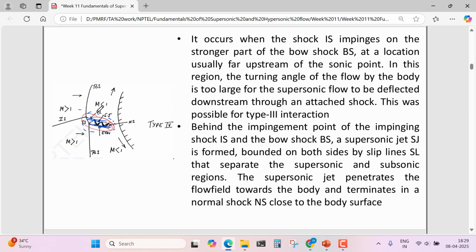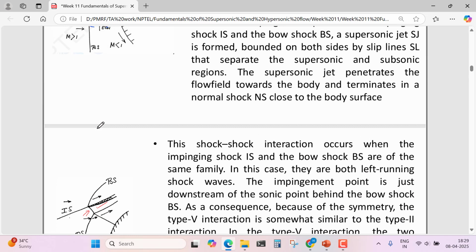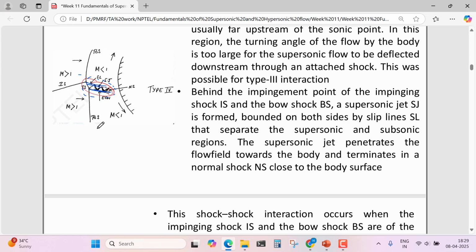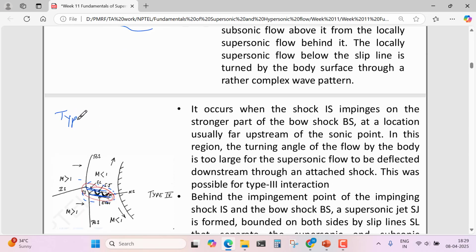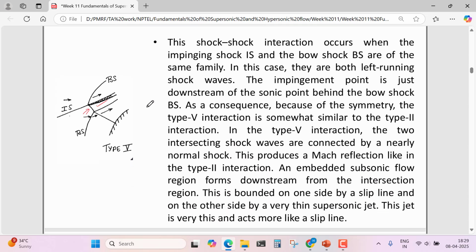due to which the pressure will be high and the heating will be higher than in the case without the impingement. And it will also be unsteady in nature. The type 4. Now we will see the type 5 interaction.